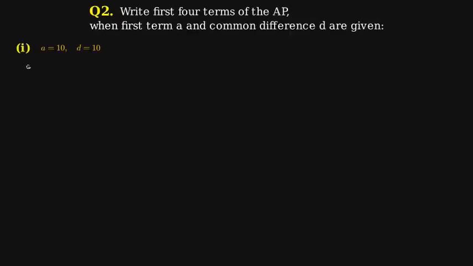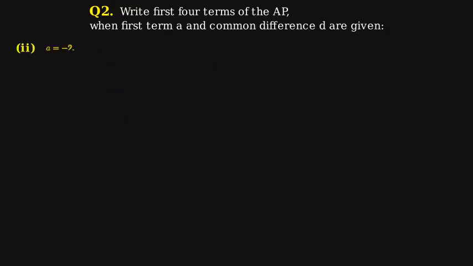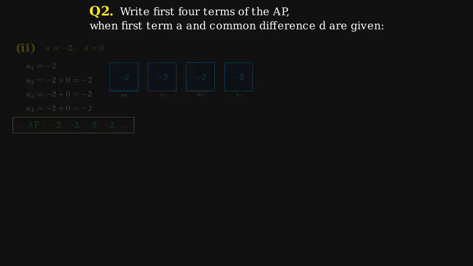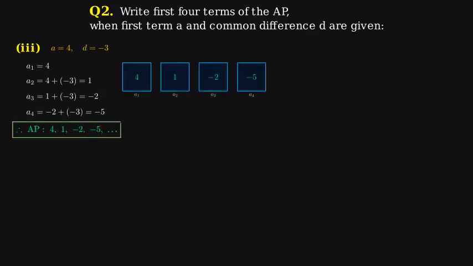Exercise 5.1, Question 2. Write the first 4 terms of the AP when a and d are given. 1. a equals 10, d equals 10, terms are 10, 20, 30, 40. 2. a equals minus 2, d equals 0, terms are minus 2, minus 2, minus 2, minus 2. 3. a equals 4, d equals minus 3, terms are 4, 1, minus 2, minus 5.